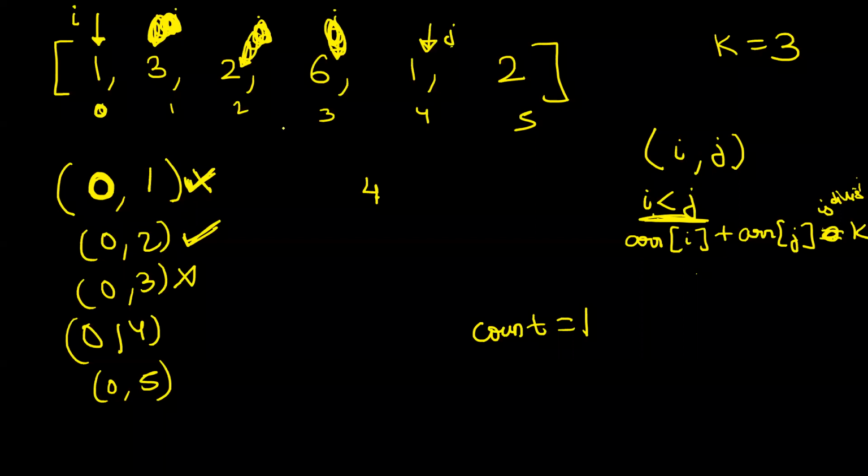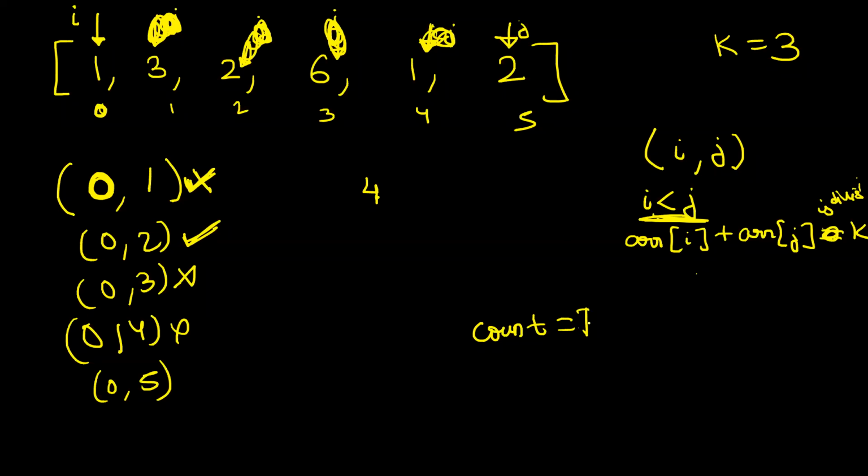Try to understand, right? So now when j comes here, I will check. ARR of I is 1 plus ARR of j is 1. So 1 plus 1 is 2. Is 2 divisible by 3? No, it is not divisible by 3. So let us move j forward. Okay. Now j comes at index number 5. So I am checking the pair 0, 5. ARR of 0 is 1 plus ARR of 5 is 2. 1 plus 2 is 3. Is 3 divisible by 3? Yes, it is divisible. So this is another valid pair.